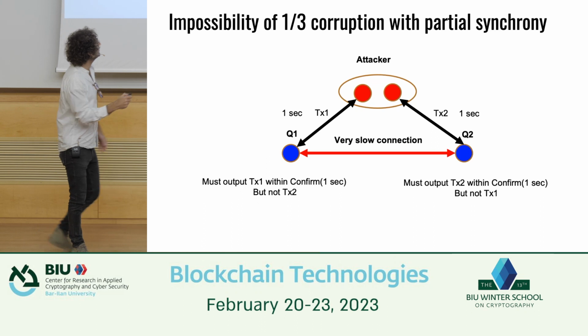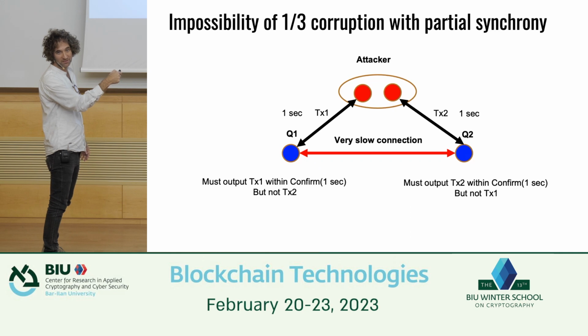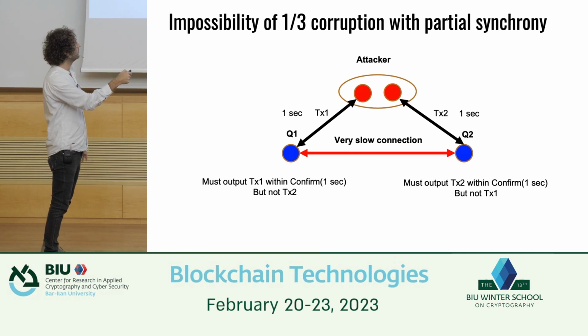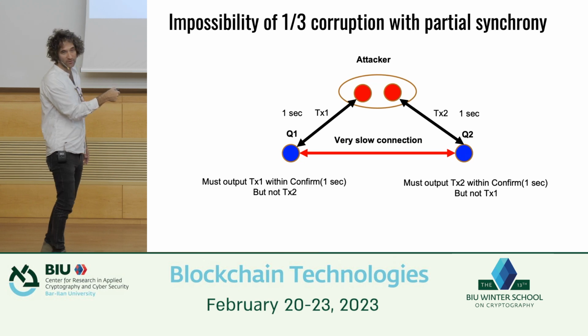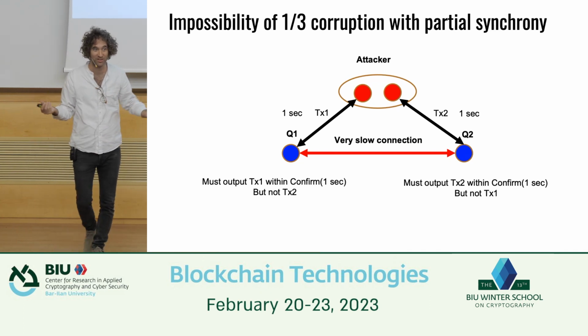Now let's look at what happened between these two guys. This guy is actually running the protocol honestly, so we can think of this as an honest execution with a delta that's very small, 1 second. And this guy is a malicious guy that's not even sending anything. So by consistency and liveness with respect to these two guys, this guy needs to output TX1 within time confirm of 1 second, because delta could have been 1 second.